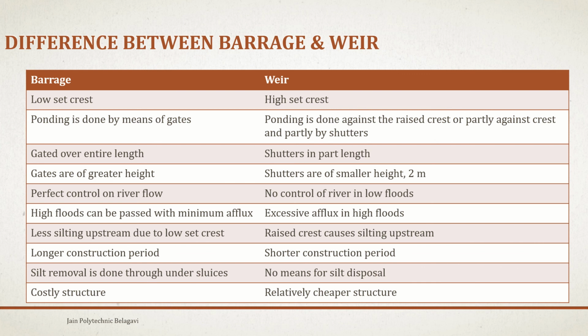In a barrage, the gates are provided over the entire length; in a weir, shutters are provided in part of the length. Gates are of greater height in a barrage. Shutters are of smaller height, about 2 meters, in weirs. There is perfect control on river flow in a barrage, and no control over the river in low floods in a weir. High floods can be passed with minimum afflux in a barrage, but there is excessive afflux in high floods in a weir.